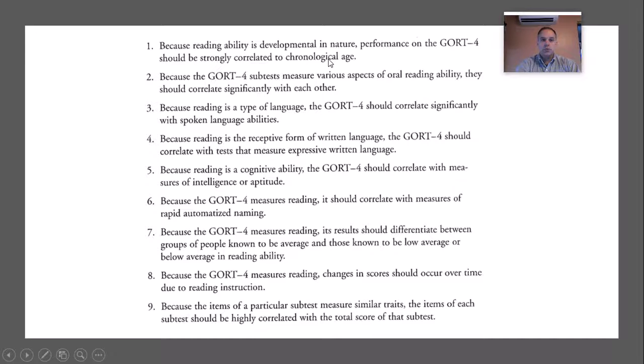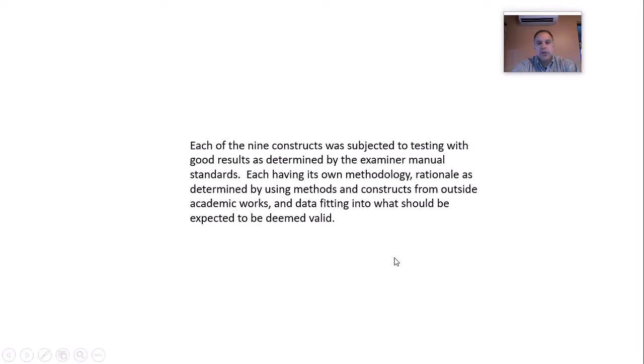The GORT 4 should strongly be correlated to the age, ability, reading is a type of language, correlate significantly to spoken language, etc. So these 9 things should correlate to the test itself. Each of these 9 constructs was subjected to testing with good results as determined by the examiner manual standards, each having its own methodology, rationale. A lot was included in this section of the test.